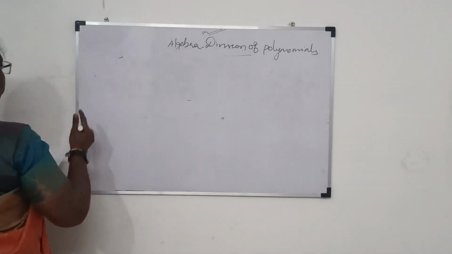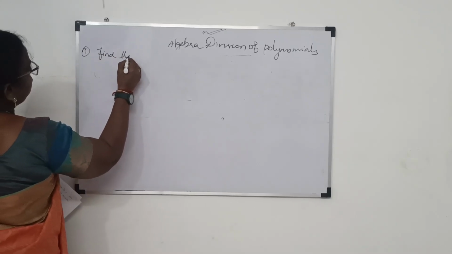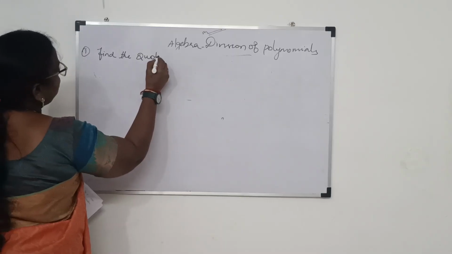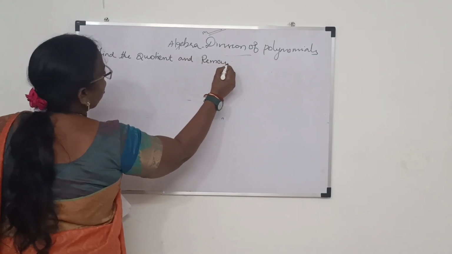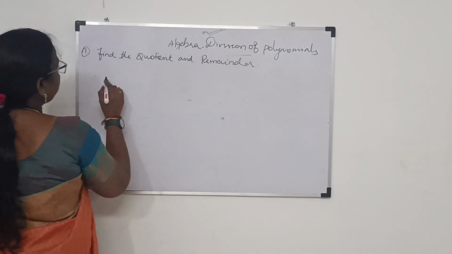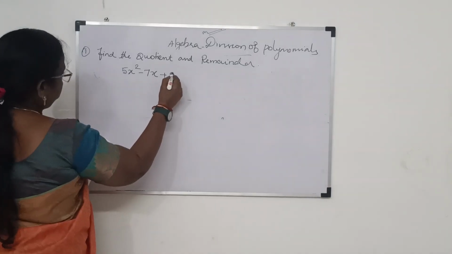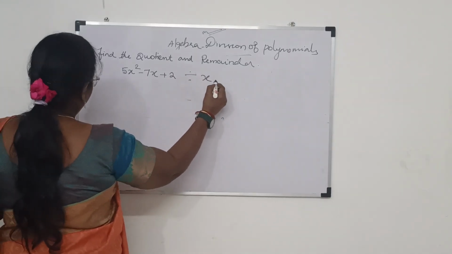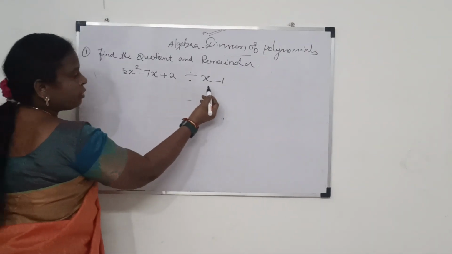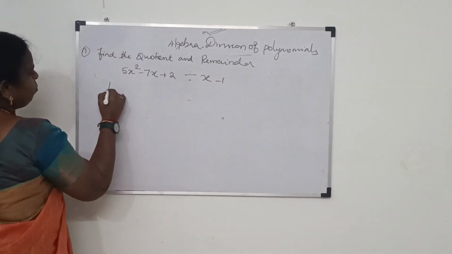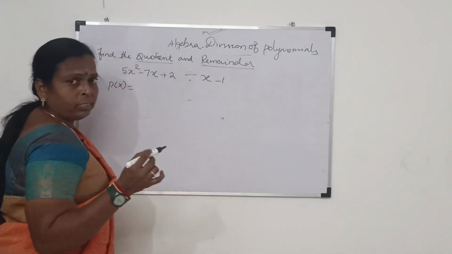The next sum is to find the quotient and remainder. So what is given? 5x square minus 7x plus 2 should be divided by x minus 1. Let us take this as a dividend and this as a divisor. So p of x is equal to what they asked to find the quotient and the remainder.